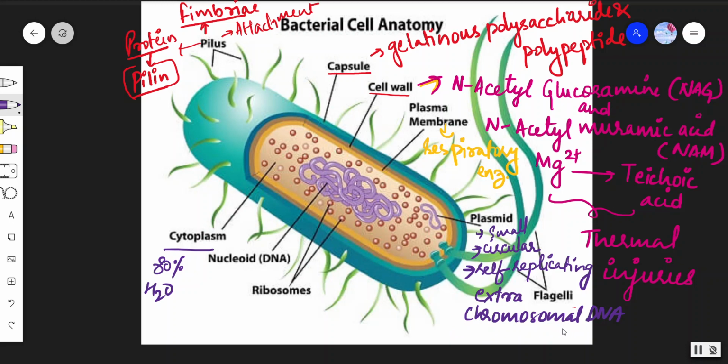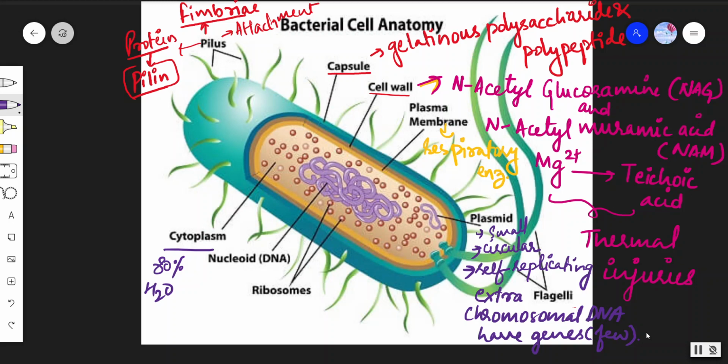And these DNA have genes, having few genes. Few. Clear? So plasmids are what? You can say that they are extra chromosomal DNA which is present in the cytoplasm, and they are self-replicating, and they are small, circular, and these DNA have few genes as well.